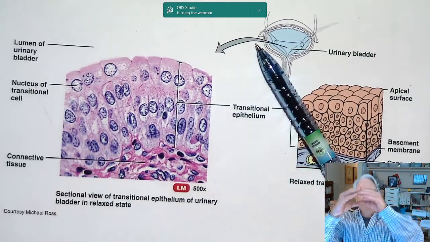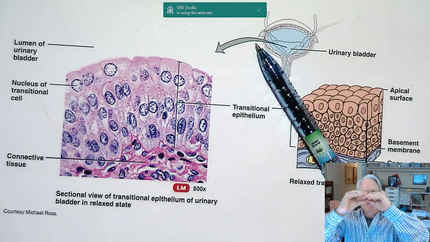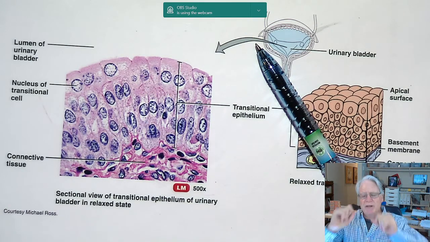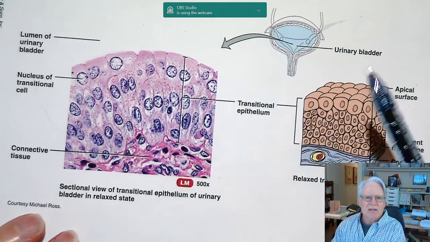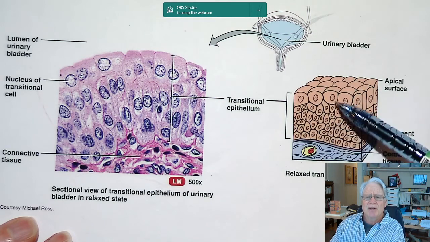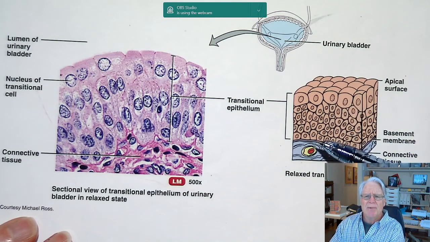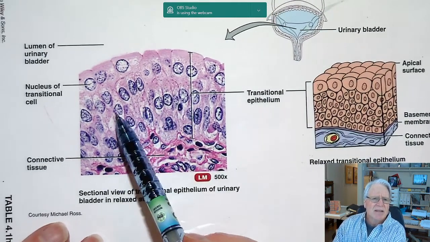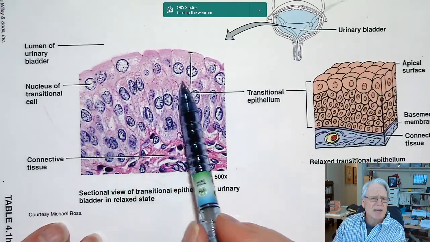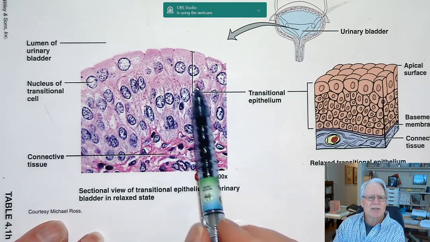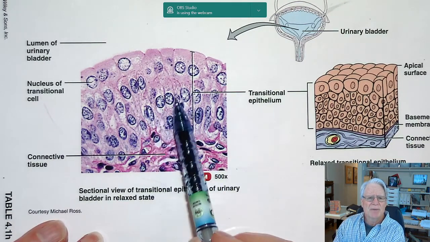So these cells are going to be going from cuboidal to flat, back and forth, depending on the condition of the urinary bladder. And they're designed to go through that change from flat to cuboidal, and back and forth without any damage. That's how they're designed. And as I said, you really have to develop an eye for this. I will give you lots of images, and we'll walk through them one at a time so you can see what we're talking about when we talk about transitional epithelium.